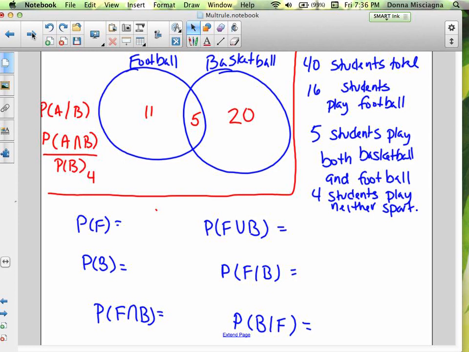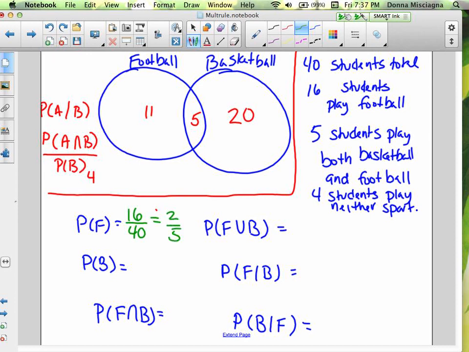Okay, so here we already have the Venn diagram filled in, and I'm fine with that. So now the probability of football, you have to add everything in the football circle. Right, so that's the 11, or you can just look over there where it says 16. But 11 plus 5, or 16, out of the 40 students play football. You literally can look over on the side where it says 16 students play football, and there's 40 students total. Or you can look in the Venn diagram. And so that does reduce, and we should reduce that. That would reduce to 2/5 because they're both divisible by 8.